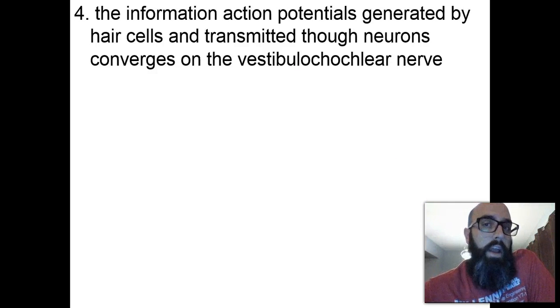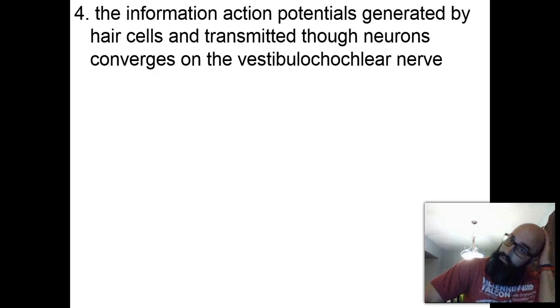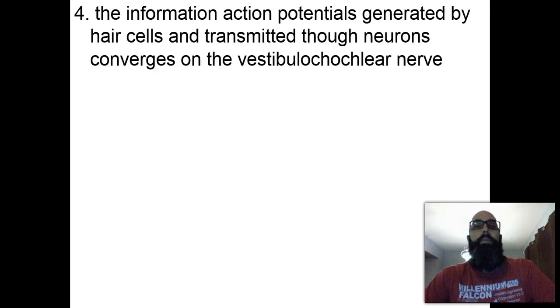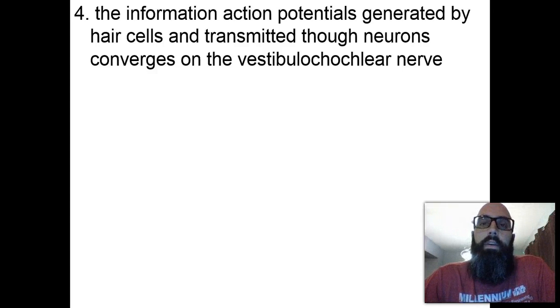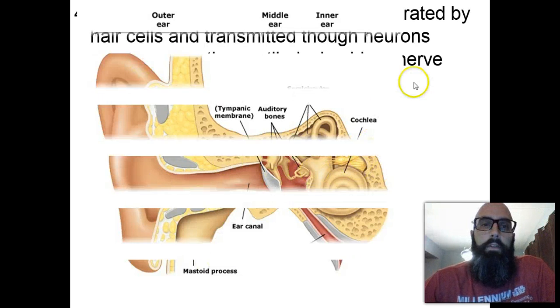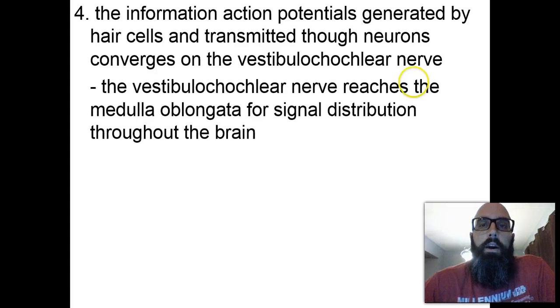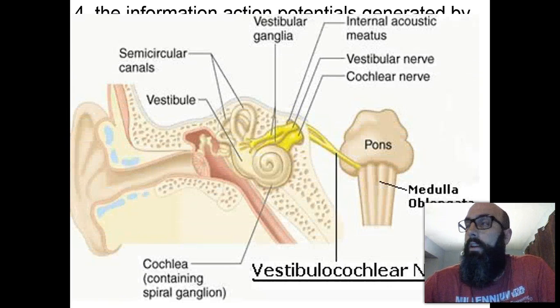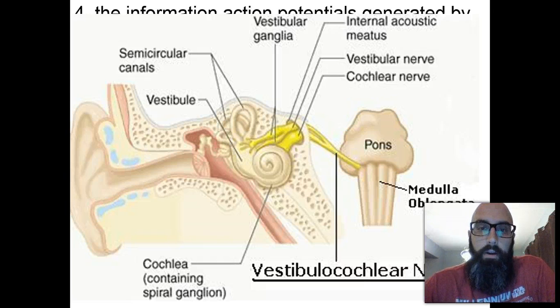Now, the information or action potentials that are generated by the hair cells, like I said, are transmitted through neurons that converge on the vestibulocochlear nerve. That attaches right back here. You will have a quiz over all these structures that I've just gone over. The vestibulocochlear nerve reaches the medulla oblongata, and if you remember, one of the functions of the medulla oblongata is it distributes signals throughout the brain. It routes them to where they need to go.